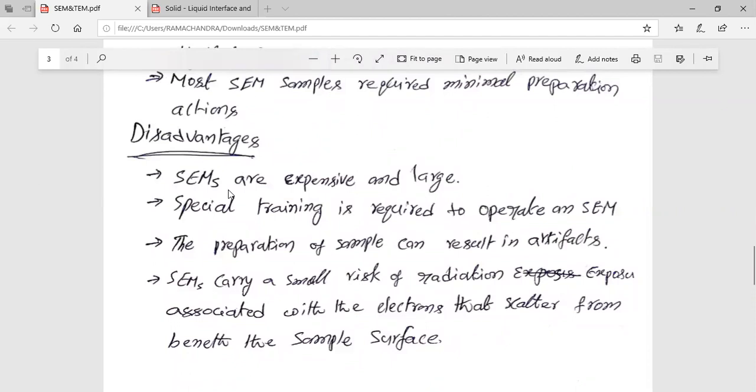It is very expensive, so the cost is high and the instrument is large. Special training is required to operate the SEM. The preparation of the sample can result in artifacts. Artifacts means the preparation of the sample can result in features in the image that are not real.